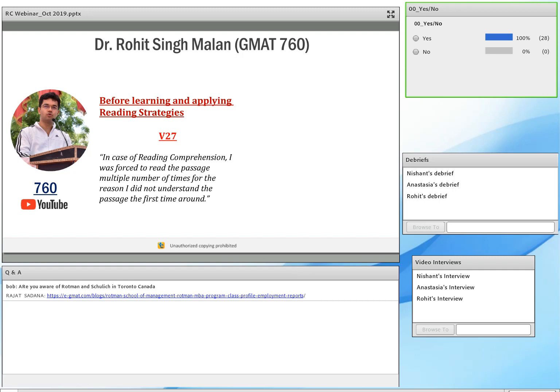Before learning and applying reading strategies, he scored a V27. Regarding RC, he says, in case of reading comprehension, I was forced to read the passage multiple number of times for the reason I didn't understand the passage the first time around. That's what you guys also experience.